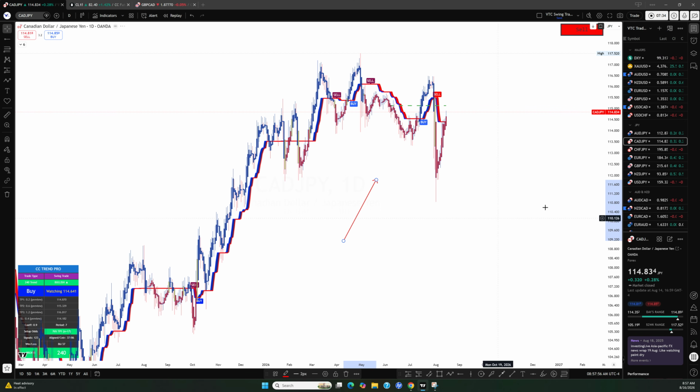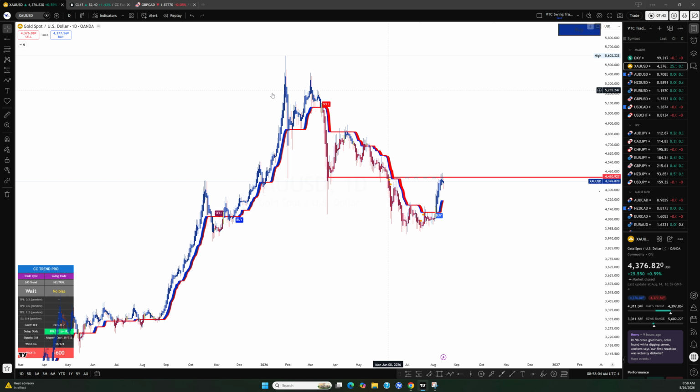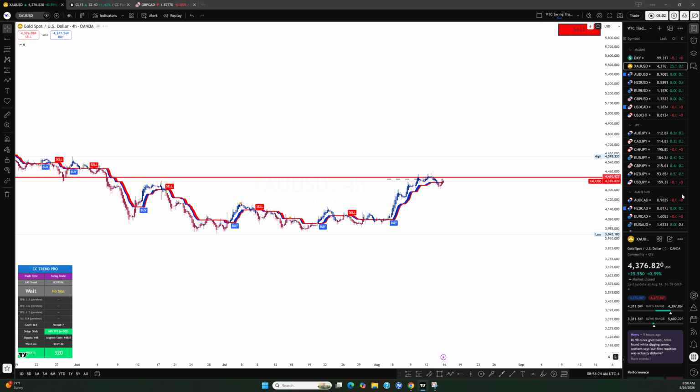All right, so let me show you a pair that's in alignment. Let's go to gold real quick. Well, gold's not in alignment yet, but on the gold daily time frame we are bullish. We're above the moving averages, telling us to buy. The 4-hour is telling us to wait. That means it's getting ready to have a change. The 4-hour is getting ready to pull back. You can see here we're getting a sell signal on the 4-hour time frame. So we're getting ready to pull back here on gold.